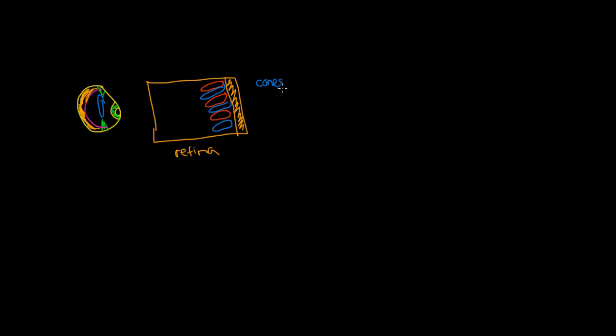The cones have a pigment called cone opsin, also known as iodopsin, and the rods have a similar but different pigment called rhodopsin. And these pigments are important because when they break down, they allow for the eventual creation of neural impulses. These are electrical impulses. And what happens first is that the rods and cones synapse onto the bipolar cells, here in purple. And then the bipolar cells in turn synapse onto the ganglia.